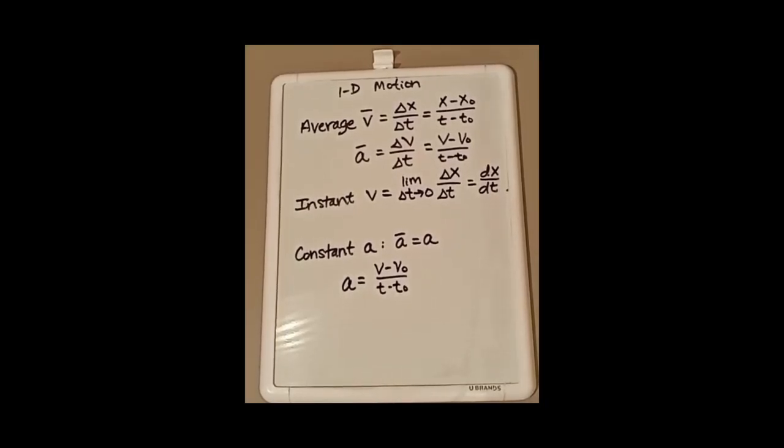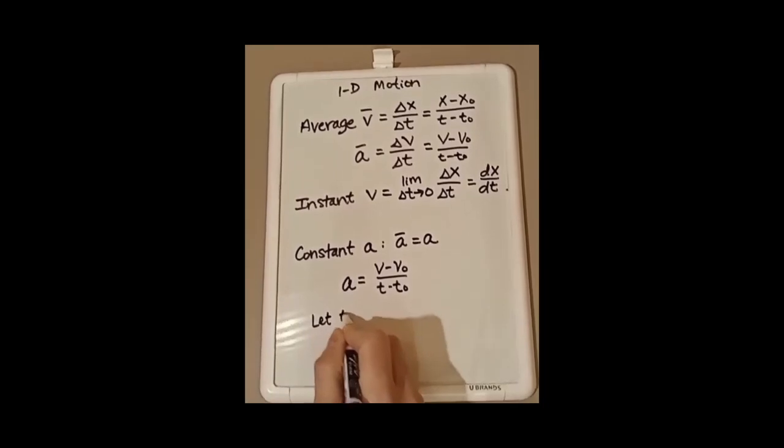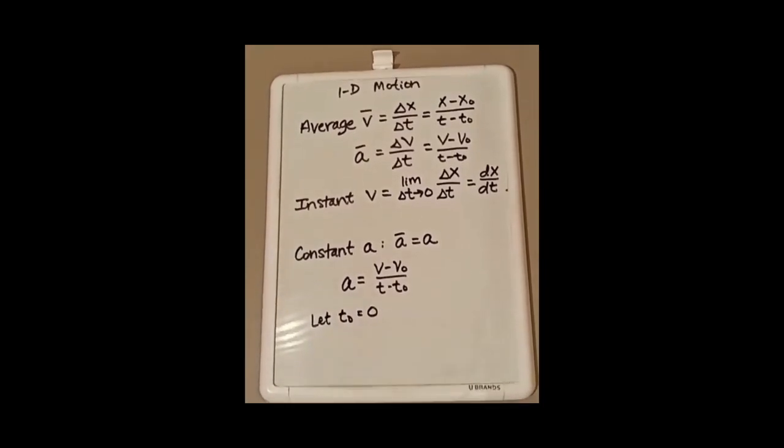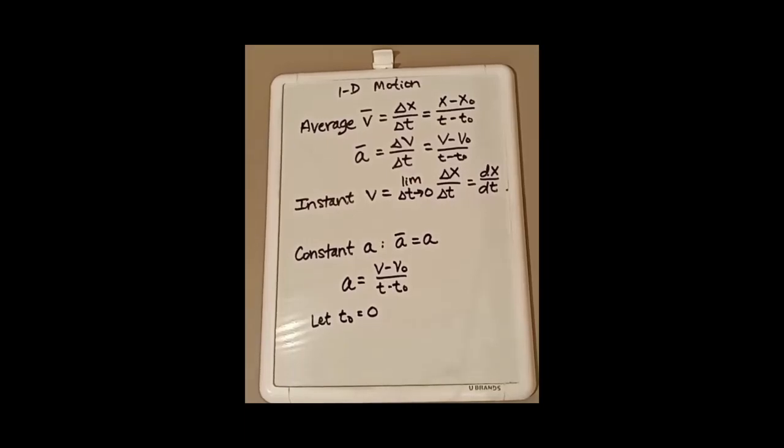Now, in pretty much every case, we're always going to let t naught equal 0. That means your starting time is 0, because most of the time when you're timing anything, your initial start time is 0. You can change it, you can start at 5 minutes or whatever you want, but it just adds extra complications. Most of the time, t naught will always be 0, and you can always just set it that way if you want.